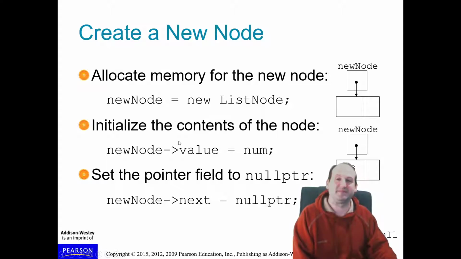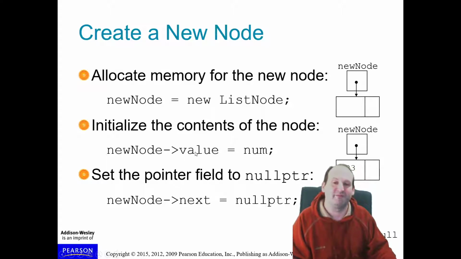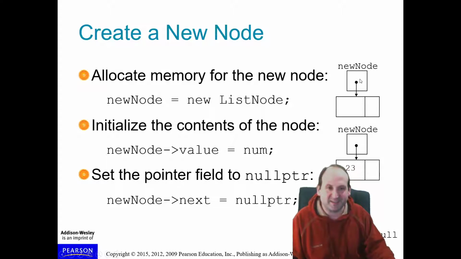So then I could say new node's arrow value is equal to num or 9 or something like that. If I wanted to initialize this node that I'm creating to some value, I could just go ahead and set it in this manner because it's a structure and it has public access to value and also next, or data, or whatever it was called. In this case, I can also set the next to null pointer. And so this is what everything looks like. This new node is pointing to this newed up memory, and the 23 goes into the one piece of data, and the null pointer goes into the other. So visually, this is what everything looks like under the hood.